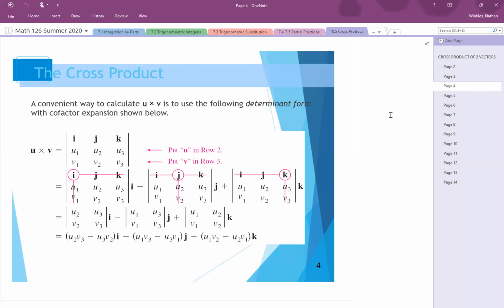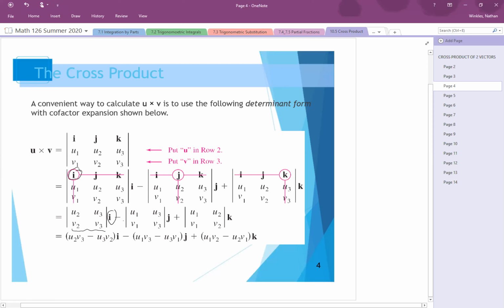The easy way to explain cofactor expansion, if you've never seen it before, is the following. We're going to use our first row as our key. That's why we have this i circled. So to do cofactor expansion, because we have a 3x3 matrix and we're trying to find the determinant of it, we're going to circle the i. We're going to cross out the row and column that it's in. Whatever's not crossed out becomes our new matrix of u2, u3, v2, v3, which is right here.